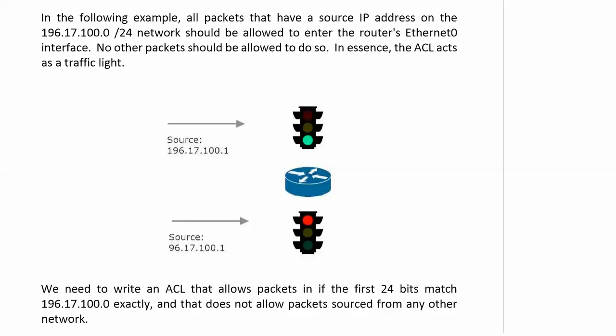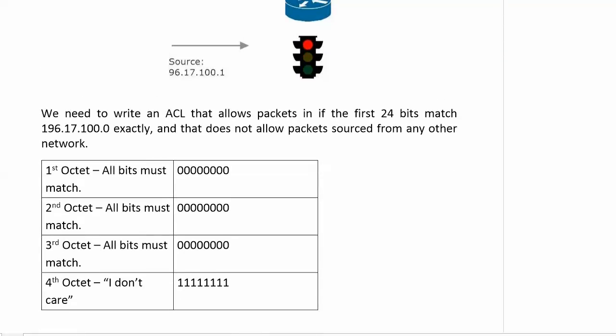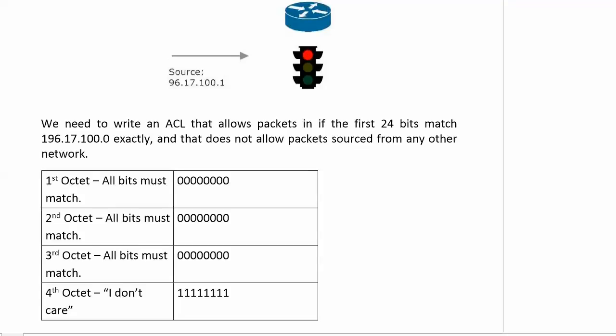So here, you could probably do this one right in your head, especially if you've gotten some binary practice in. What we need to do is write an ACL that allows packets in if the first 24 bits match 196.17.100 exactly. And then we want the ACL to not allow packets sourced from any other network. And this is what we end up with. The first octet, second octet, third octet, all bits must match. We really love it when it ends after an octet. You don't even have to write this one down most likely. And the fourth octet is all I don't care bits.